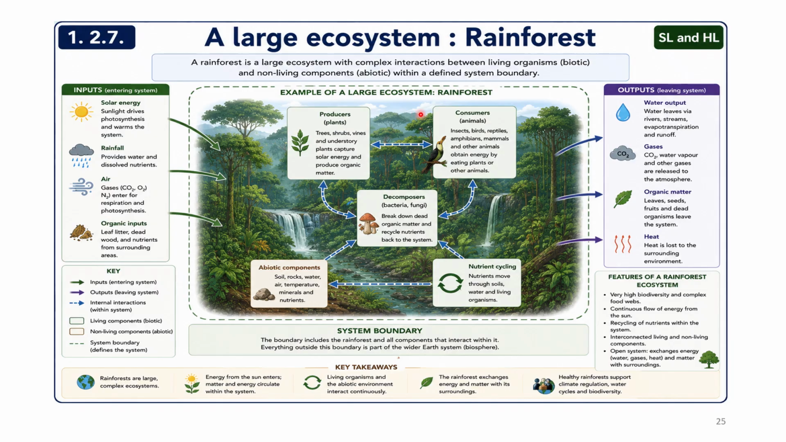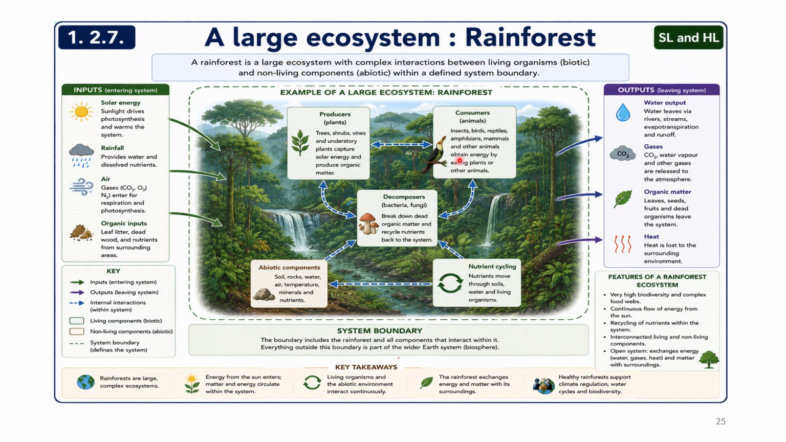A large ecosystem, rainforest. A rainforest is an example of a large open ecosystem where energy and matter continuously flow across a defined system boundary. It contains both biotic components, such as plants, animals, and decomposers, and abiotic components, including soil, water, air, minerals, and temperature. The system receives important inputs. Solar energy drives photosynthesis, rainfall supplies water and dissolved nutrients, atmospheric gases support photosynthesis and respiration, and organic inputs such as leaf litter contribute nutrients.